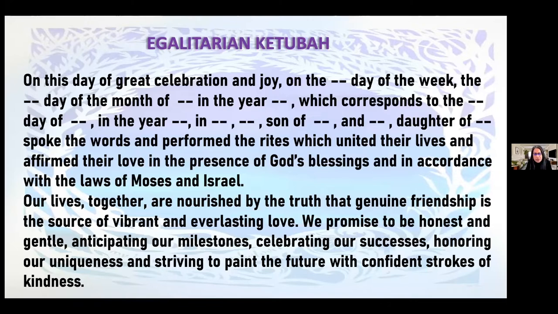And then, a lot of times people add nice things like this: our lives together are nourished by the truth, that genuine friendship is a source of vibrant and everlasting love. We promise to be honest and gentle, anticipating our milestones, celebrating our successes, honoring our uniqueness, and striving to paint the future with confident strokes of kindness. So this is not the wording of an egalitarian ketubah. It is one of the ways you can word it. You can pretty much say what you want.